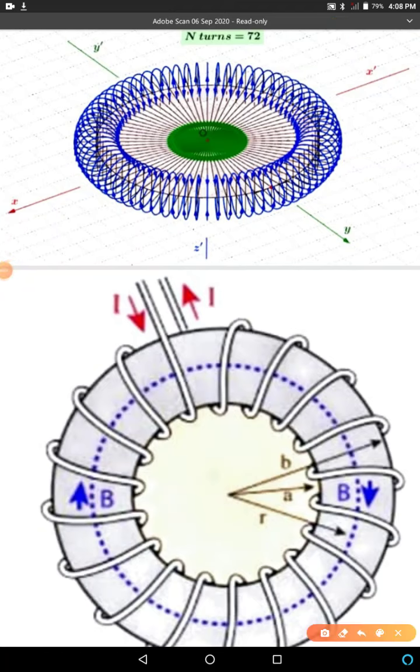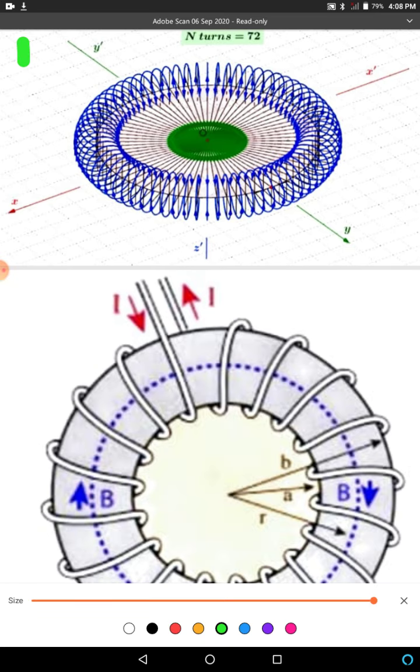The next topic is toroid. So the size of the pen, I will reduce it. So what is toroid?